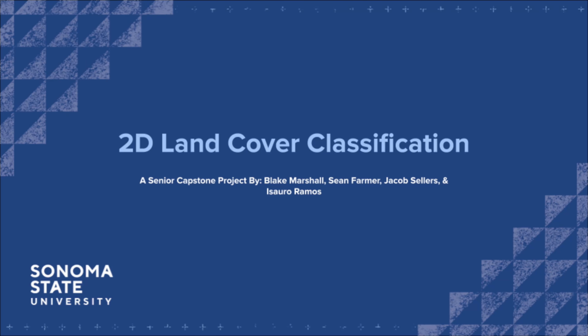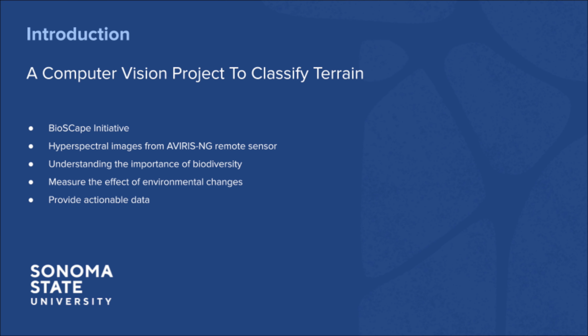Welcome to 2D Land Cover Classification, a senior capstone project by Blake Marshall, Sean Farmer, Jacob Sellers, and Asaro Ramos. 2D Land Cover Classification is a computer vision project to classify terrain.